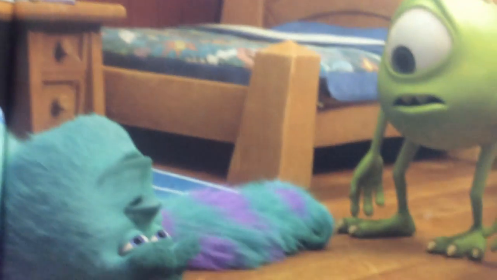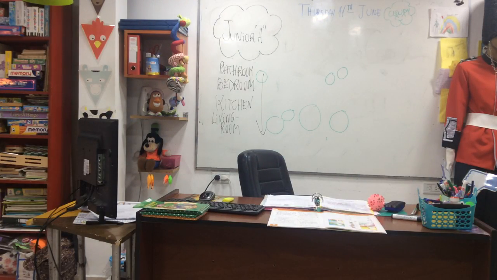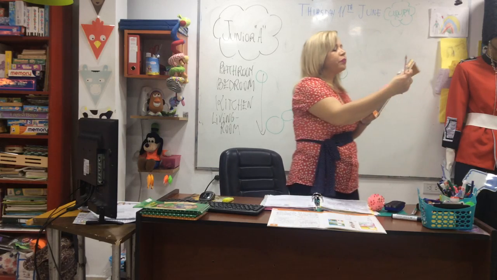Look and tick across. Vas a mirar toda esta habitación. We have a bed there. A monster. We have a book. A cap. Now what is a cap? Yes, una gorra. Muy bien. Miraron tu libro mejor porque la teacher tiene todas sus cosas ahí anotadas. Yes. Okay, a book. Yes, okay. Good. So, let's start.